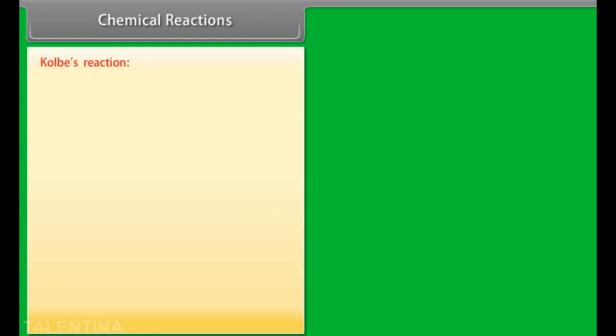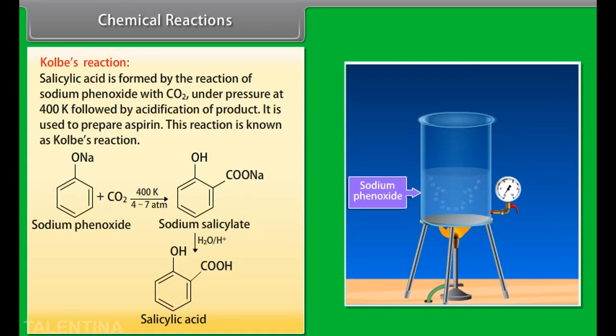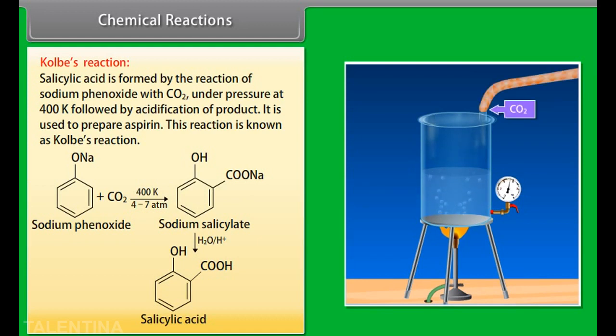Kolbe reaction. Salicylic acid is formed by the reaction of sodium phenoxide with carbon dioxide under pressure at 400 Kelvin followed by acidification of the product. It is used to prepare aspirin. This reaction is known as Kolbe reaction.